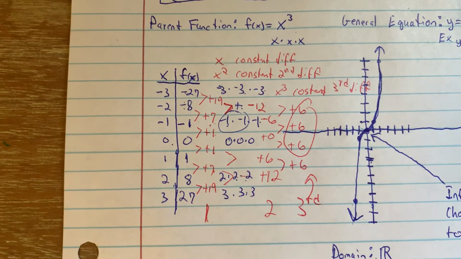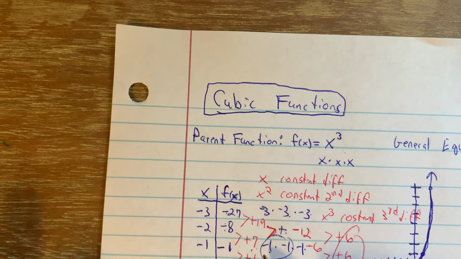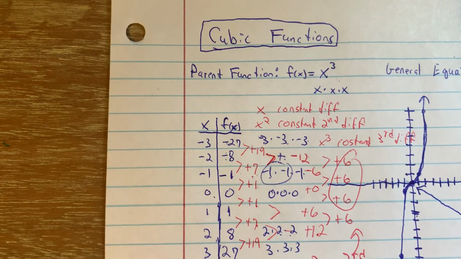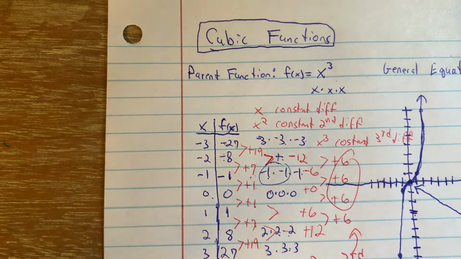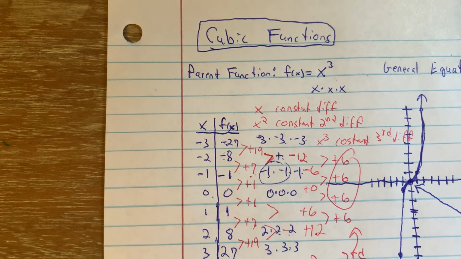So if you suspect a table might be cubic, you just check the first difference. If it's constant, it's linear. If it's not, you can check the second difference. If it's constant, it's quadratic. If it's not, you can check the third difference. If it's constant, it's cubic. So that's it on cubic functions for this part of the year.